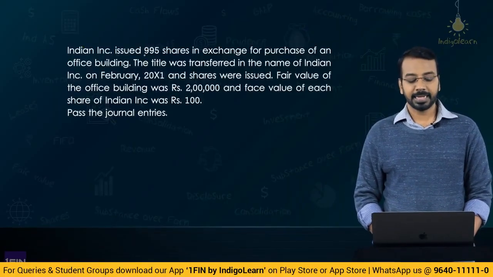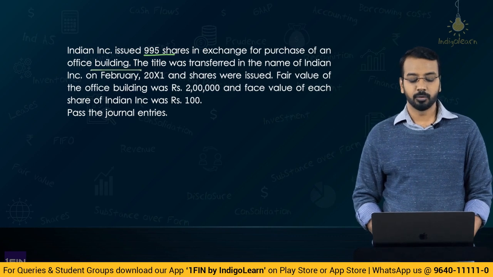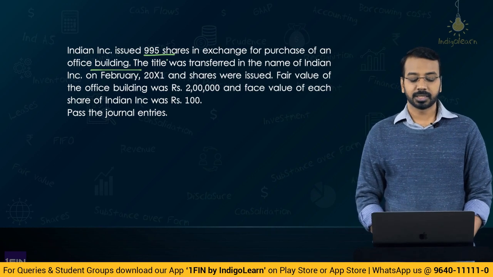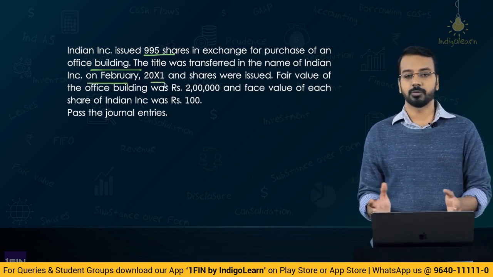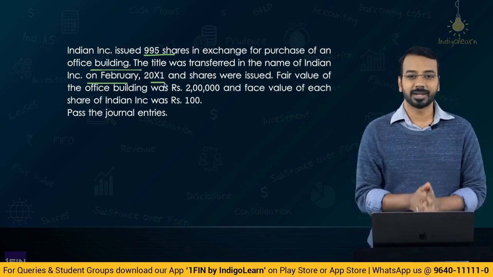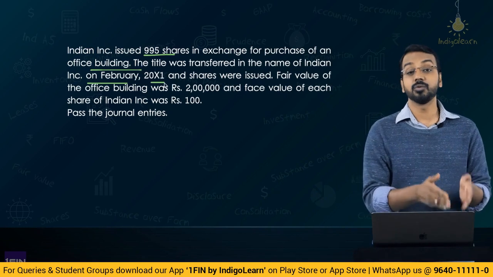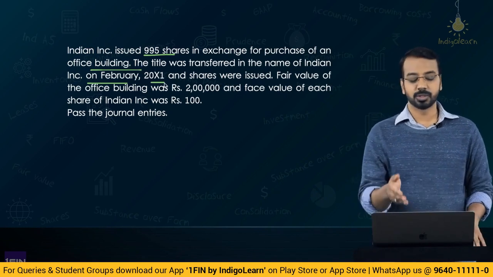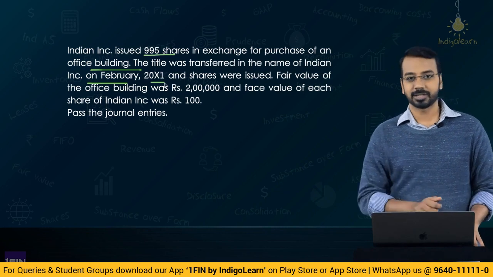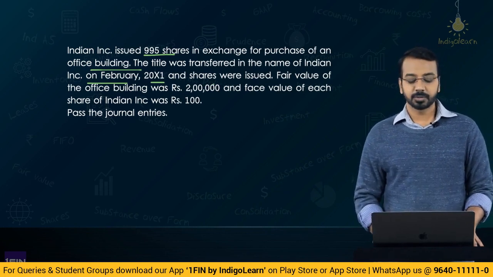Indian Inc. issued 995 shares in exchange for the purchase of an office building. So shares are issued, and what is purchased? Office building, goods are being received. The title was transferred in the name of Indian Inc. in February of year 1. Now on which date will you recognize the transaction? You will recognize the transaction when goods and services are received. So in this case, the property is received in February, so you will recognize the transaction in February. The shares were issued in February.